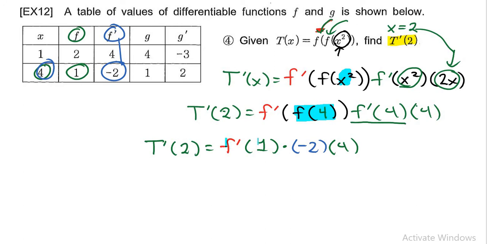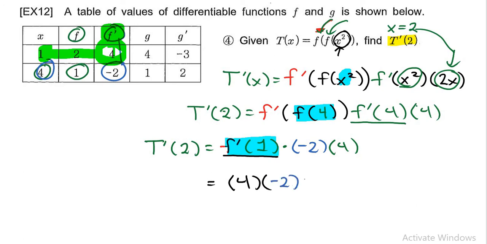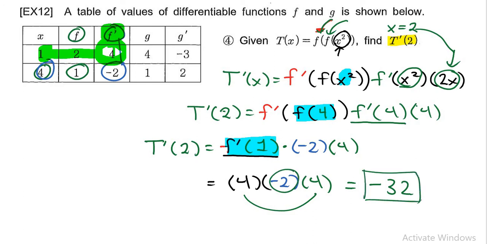Now we need to evaluate f prime of 1. And f prime of 1, if I go to my table here, well, here's f prime in green, there's the 1. F prime of 1 is 4. So this expression here has a value of 4. So 4 times the negative 2, and then I multiply that by the 4 at the very end. If I multiply all those numbers out, I should get negative 32. So 4 times 4 is 16, and 16 times negative 2 gives you negative 32.